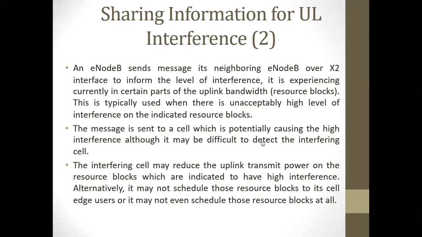So you can inform them that these resource blocks are currently experiencing an unacceptably high level of interference. So, a kind of objection you can send. In the uplink, this is helpful because the users are scattered. In the downlink case, you transmit power from some fixed location, and you have a better idea about what is happening around.